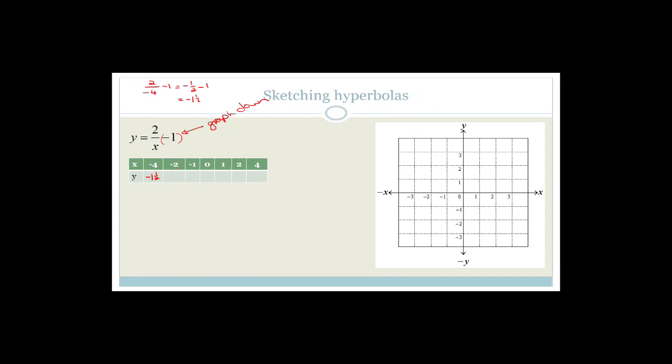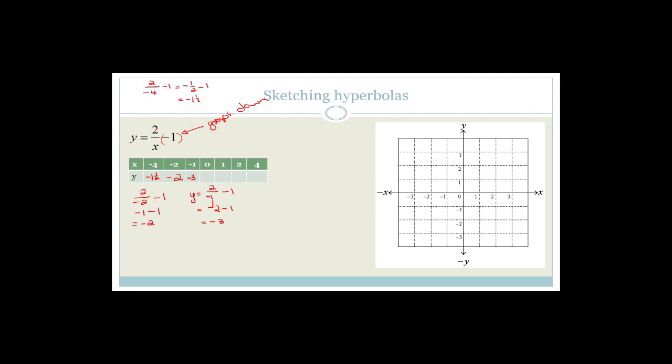Then we've got minus 2. Where we see the x, we substitute minus 2 in. So 2 over minus 2, minus 1. 2 divided by minus 2 is minus 1, minus 1 is minus 2. So when x is minus 2, y is minus 2. When x is minus 1, y is 2 divided by minus 1, minus 1, which is minus 2 minus 1, which is minus 3. So this is minus 3.